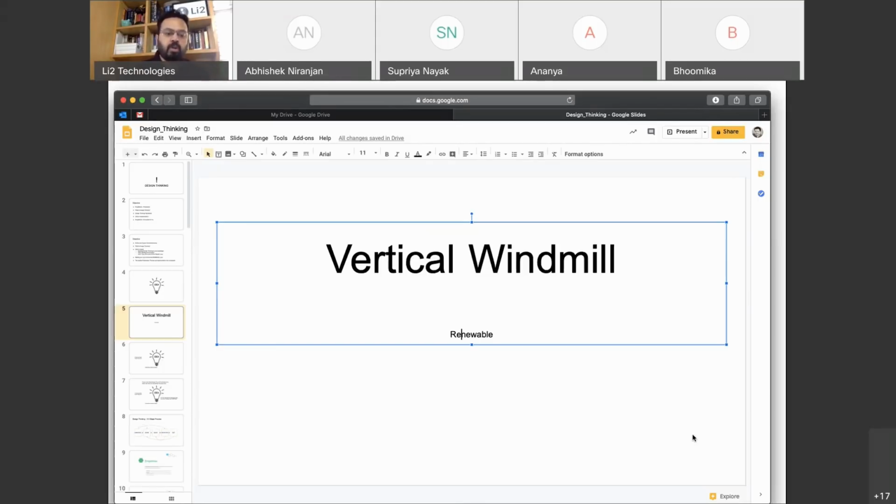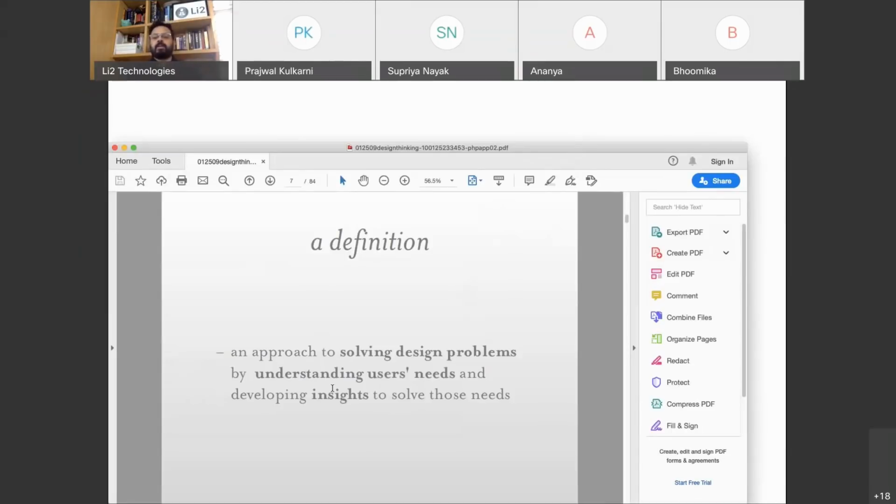Okay, so design thinking. Here is a quick definition of design thinking: an approach of solving design problems by understanding user needs and developing insights to solve those needs. So if you notice here, are you able to see the screen? I'm sure you're able to see the definition here. An approach to solving design problems by understanding user needs and developing insights to solve those needs.